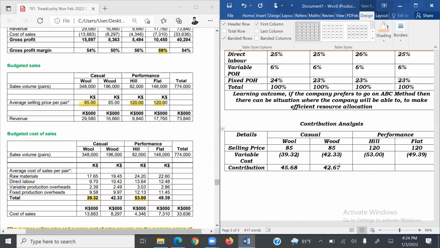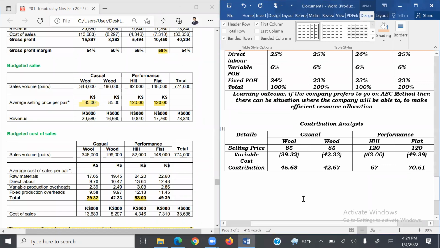And what is the contribution of hill? So the contribution of hill is 67. Excellent. So I'll write that down. And students, what is the contribution of flat? If you do not mind, can you please tell me what is the contribution of flat? Is it somewhere closer to 70.61?